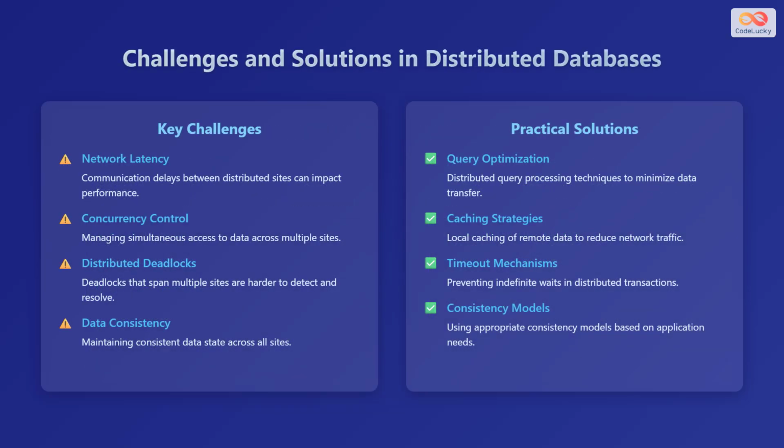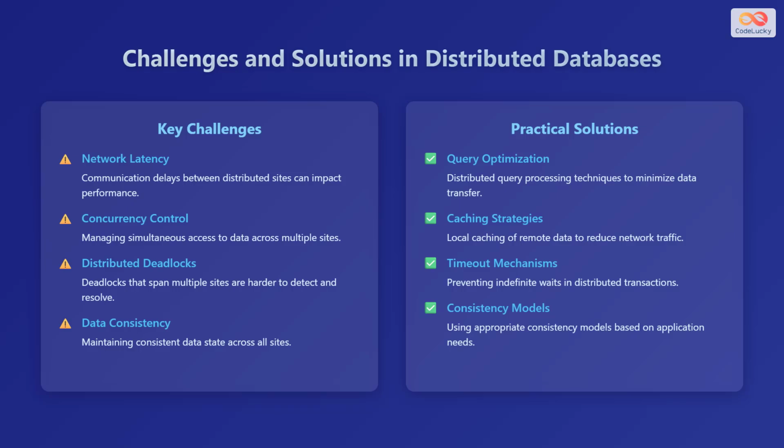Working with distributed databases presents several challenges. One major issue is network latency. Communication delays between distributed sites can significantly impact performance. Concurrency control is also challenging, as you need to manage simultaneous access to data across multiple sites efficiently. Distributed deadlocks, which span multiple sites, are harder to detect and resolve. Finally, ensuring data consistency across all sites can be difficult.